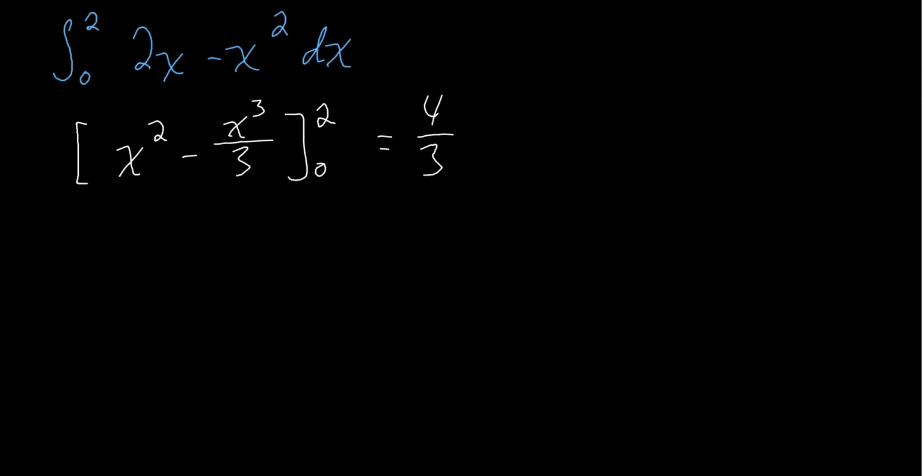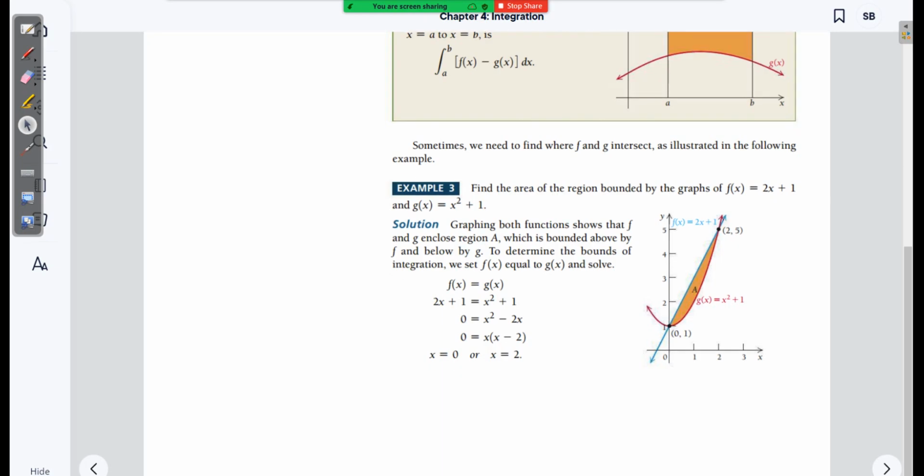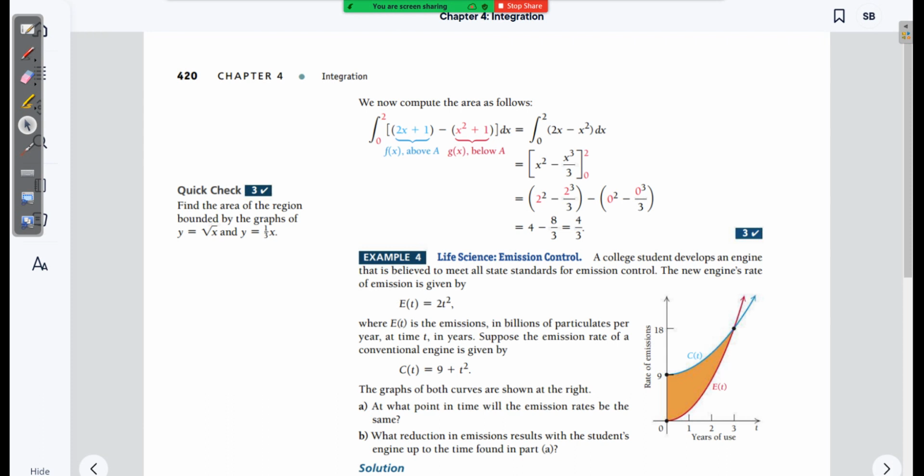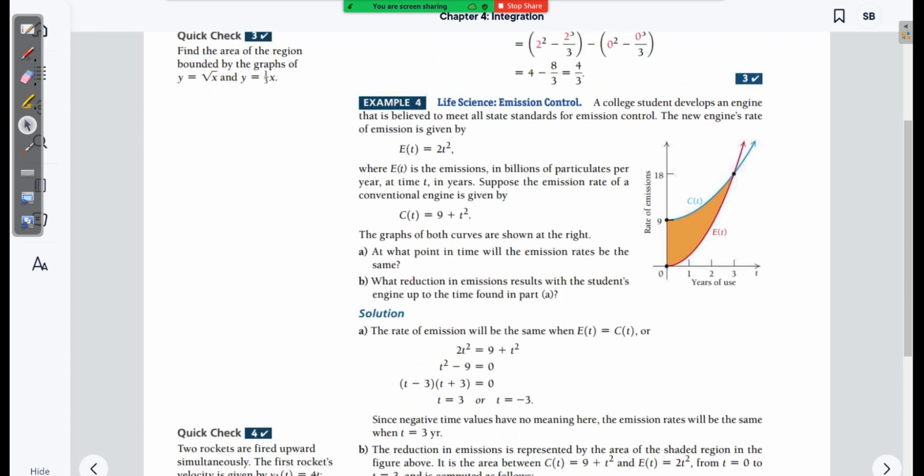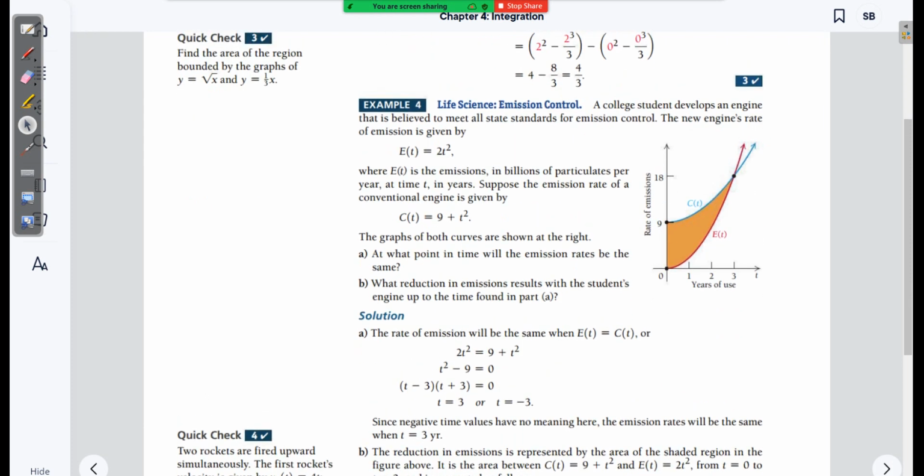All right, now let's use a real world example here. I do like that this class has a lot of real world examples. I know you don't, but I like it.